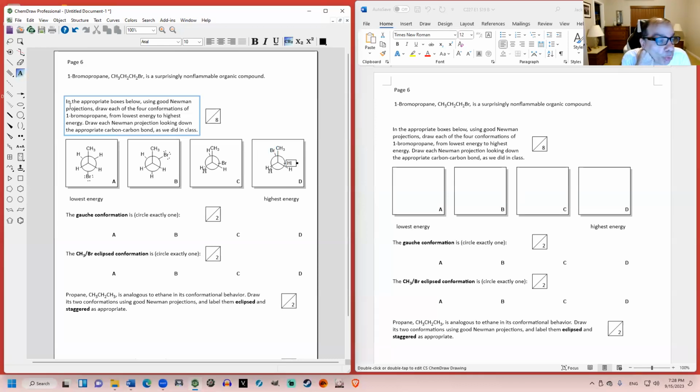Now I'm drawing them in this order because the question says to draw them in order from lowest energy to highest energy. If it didn't say that, then I could draw them in any order I wanted to. But the question specifically says to go from lowest energy to highest energy. So that's why I drew them in that order. Good. So the gauche conformation is B, and the methyl bromine eclipsed conformation is D.